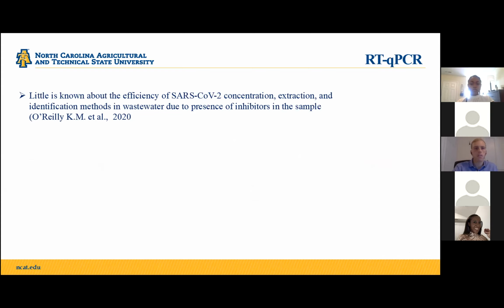The gold standard for pathogen identification and quantification is still considered to be real-time PCR. Following recent published studies, real-time PCR has proved to be the best method for the detection and quantification of SARS-CoV-2 in wastewater. Little is known about the efficacy of SARS-CoV-2 concentration, extraction, and identification methods in wastewater due to the inhibitors in samples.